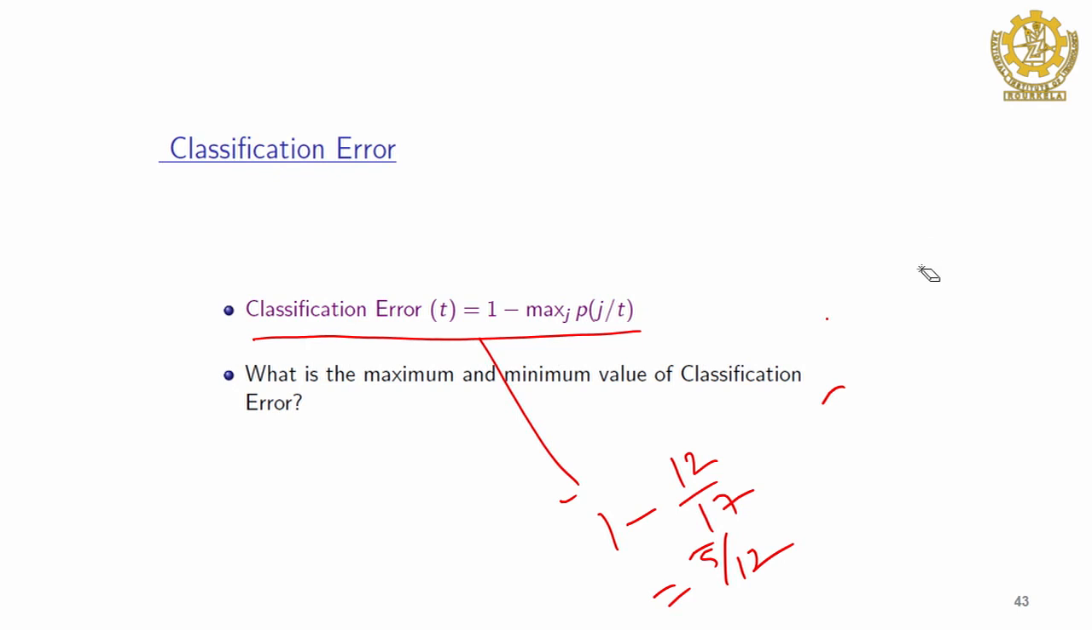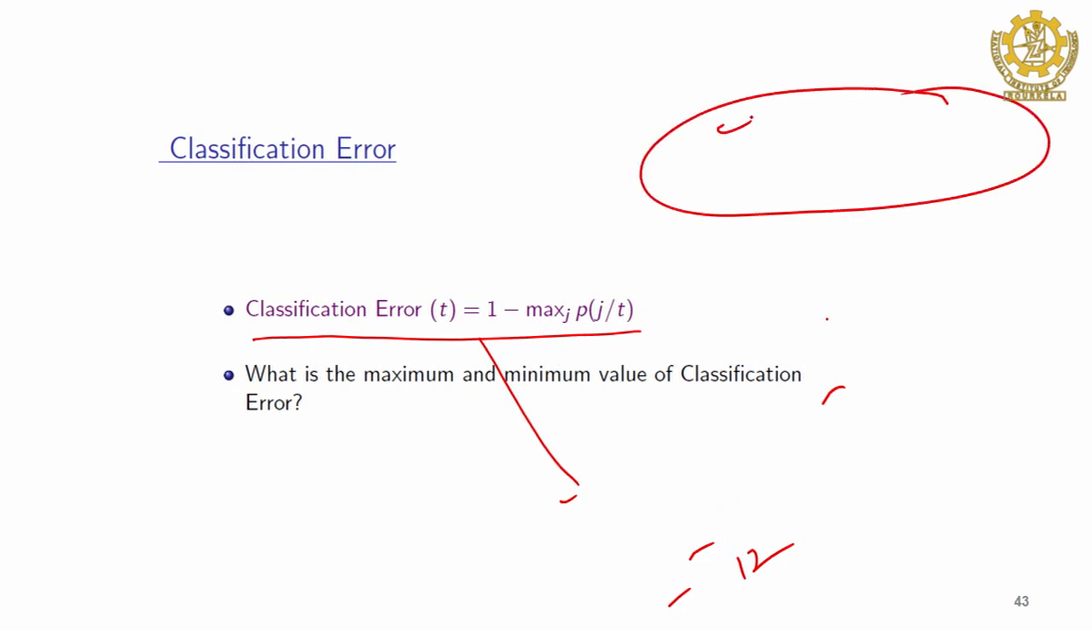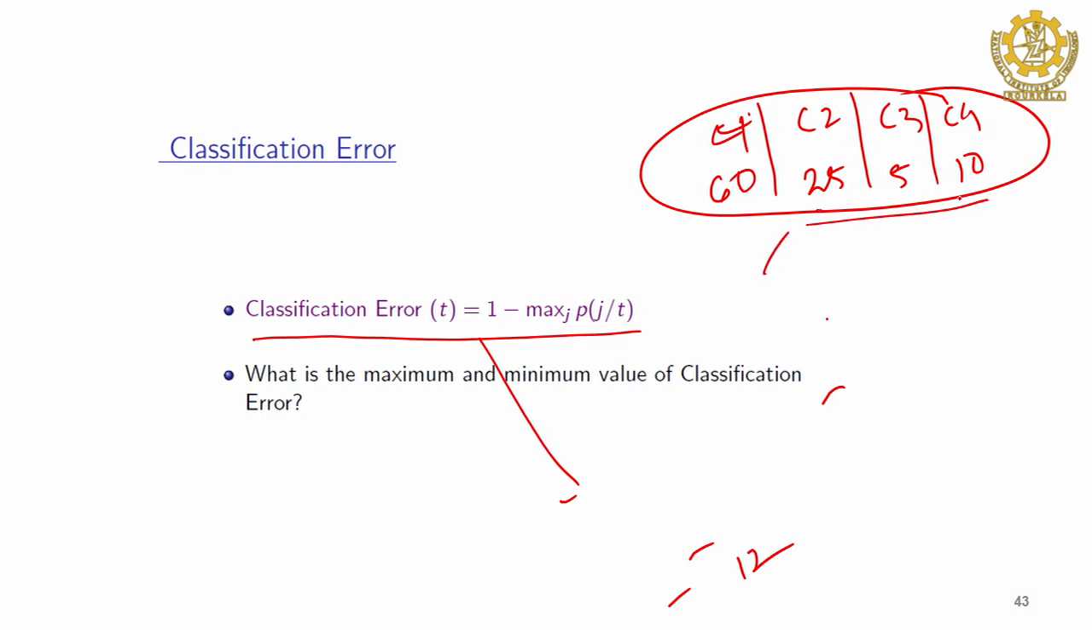Let us say, instead of binary classification, you have a multi-class problem. So you have C1, C2, C3 and C4, and the distribution is like that: here is 60, here is 25, here is 5 and here is 10. Then if you give the label C1, for the other objects, that is 30 plus 10, 40 objects will make a mistake. Therefore, the error rate will be 40 by 100.